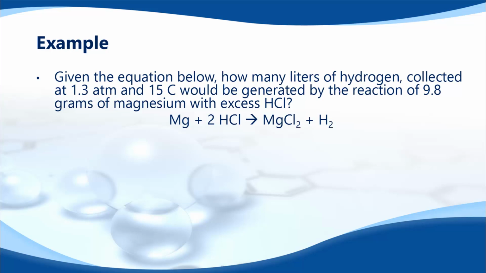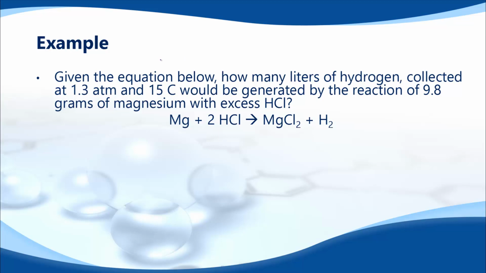So there's a lot of text here, but basically we are reacting 9.8 grams of magnesium, and I want to know how much hydrogen is going to be produced, and I gave you the conditions for the hydrogen. Right, so we'll go through this one together, to give you a little bit of an idea how we're going to do this. So first thing we need to do is see what we're given, right? So we're given a bunch of numbers here. How can we find moles?